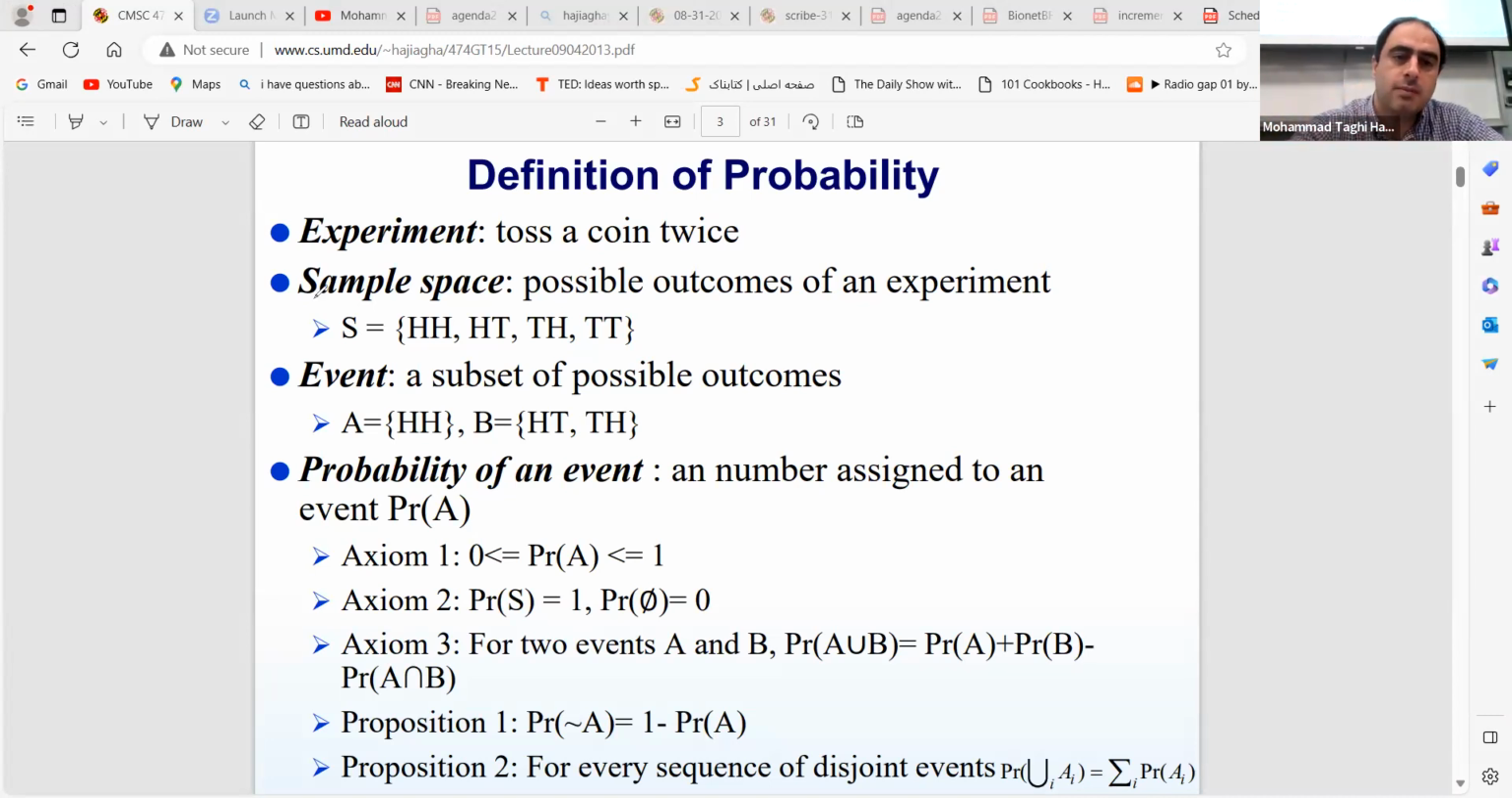So we have some sample space. Sample space means essentially all possible outcomes that can exist. For example, if we toss a coin twice, we can have head, head, head, tail, tail, head, or tail, tail. An event is a subset of all possible outcomes, like head, head, which is event A, or it can be another event B, which is head, tail and tail, head.